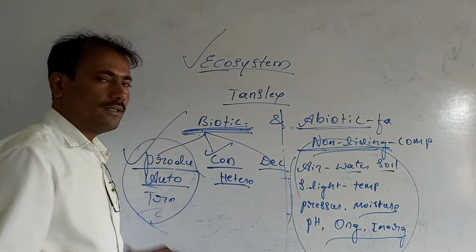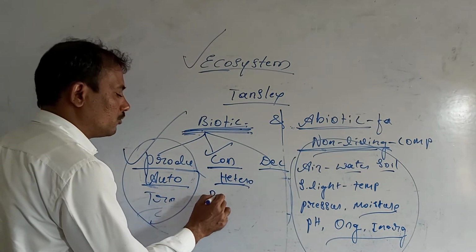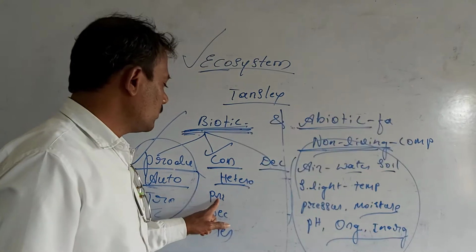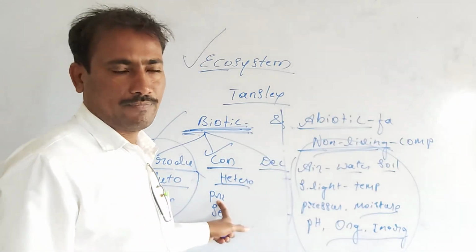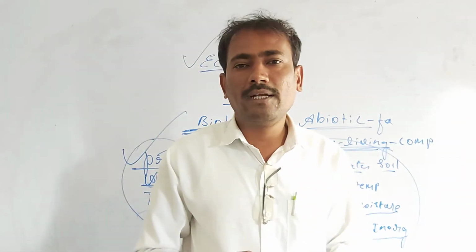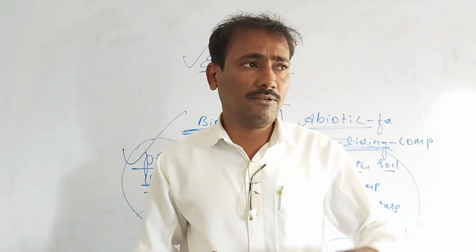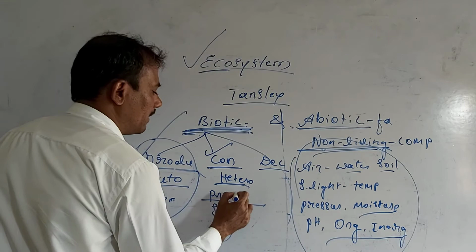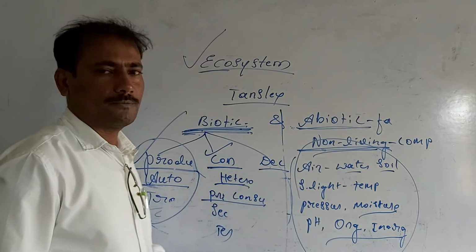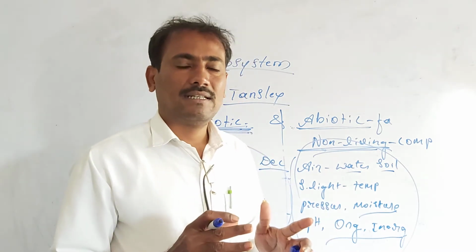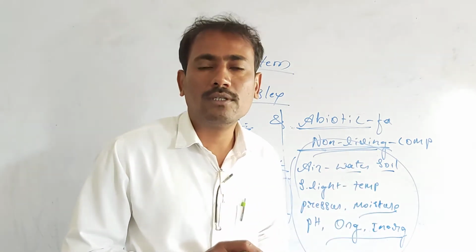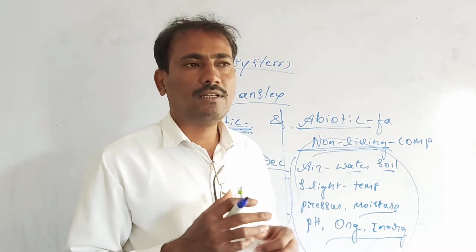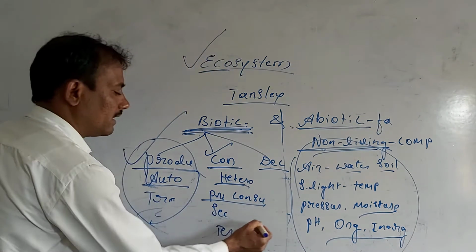Consumers are again of a number of types: primary consumers, secondary consumers, and tertiary consumers. The primary consumers are chiefly the herbivorous animals, as they directly feed upon the plants for their food and energy. All herbivorous animals are considered primary consumers. Some animals depend upon the herbivorous animals for their energy and food, as they eat the flesh of the animals.